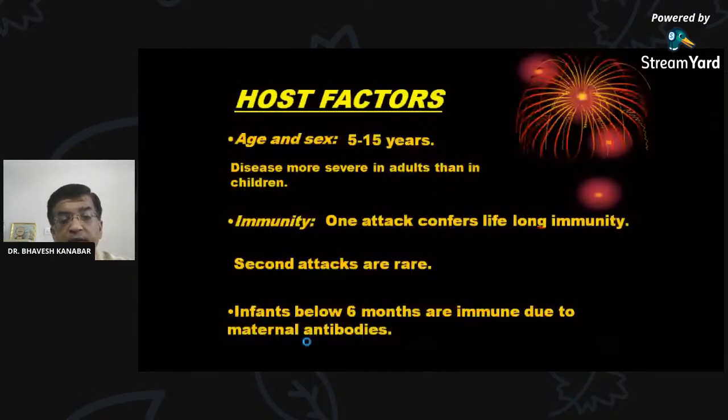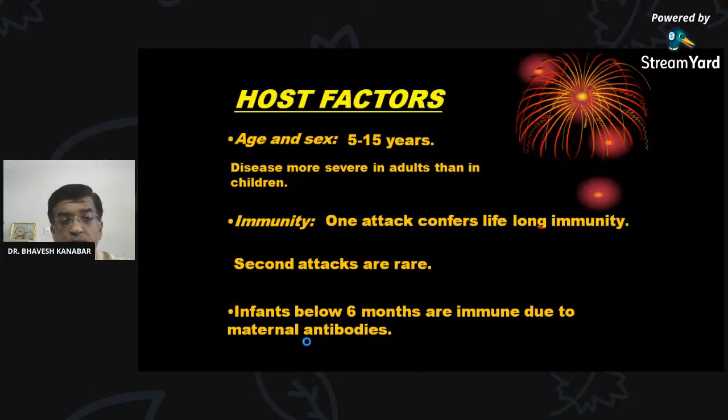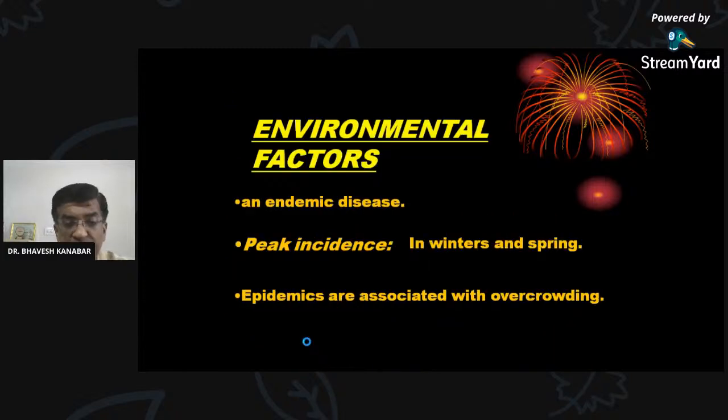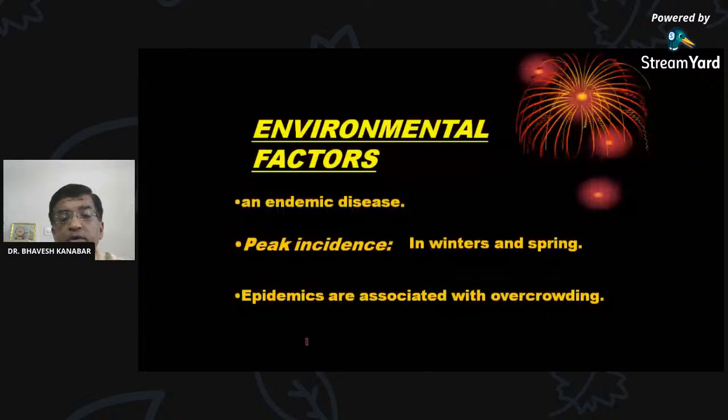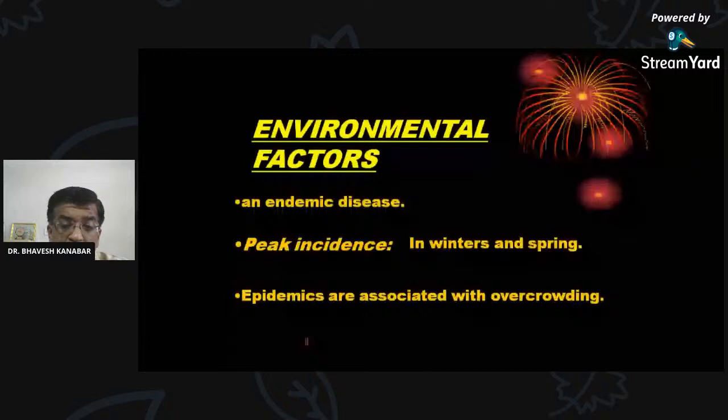Infants below 6 months are immune to mumps due to maternal antibodies. Environmental factor: it is an endemic disease. Endemic disease means which is constantly present, in each and every part of the world. Particularly if we talk about India, it is constantly present. Peak incidence, however, occurs in winter and spring, same as measles.